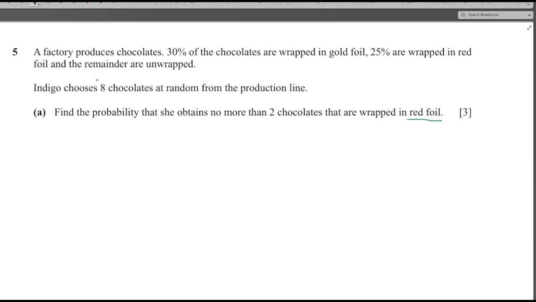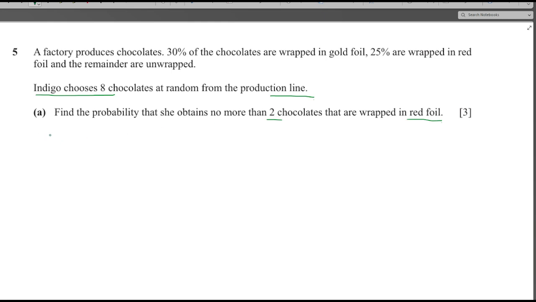Okay, now a few things. First, if you see this line, Indigo chooses 8 chocolates at random from the production line. So you are choosing 8 chocolates, and you have to find the probability that Indigo obtains no more than 2 chocolates. By looking at these two lines, we understand that this is a problem of binomial distribution. So 8 is the total number of chocolates I am choosing, and I have to find the probability that not more than 2 chocolates are wrapped in red foil.